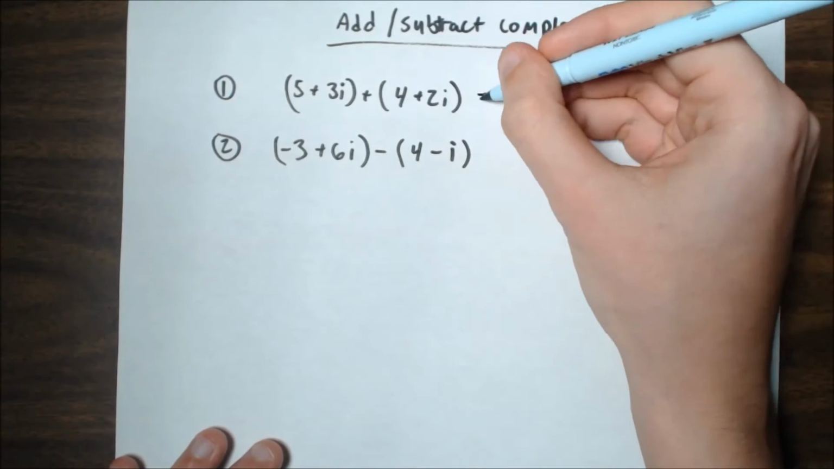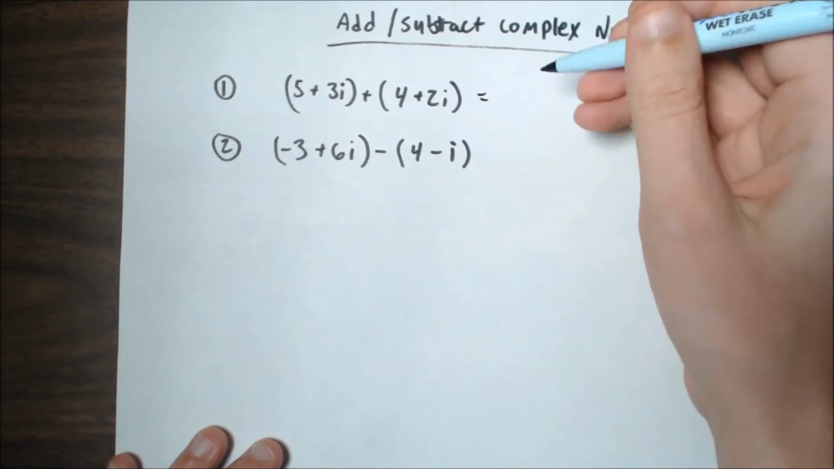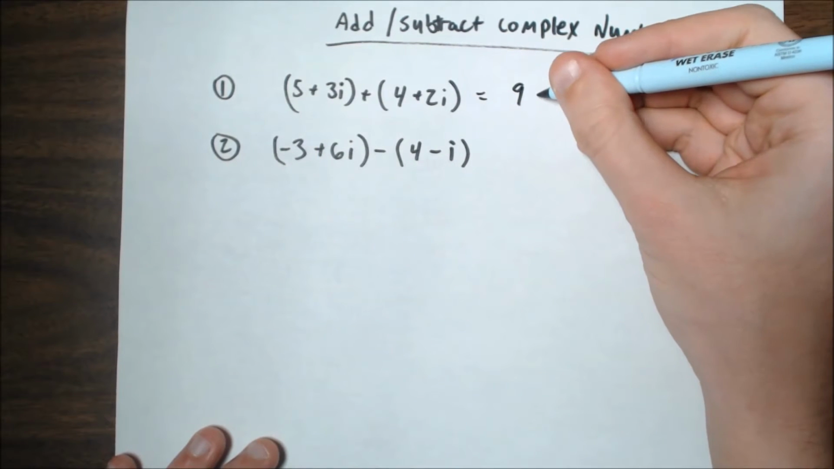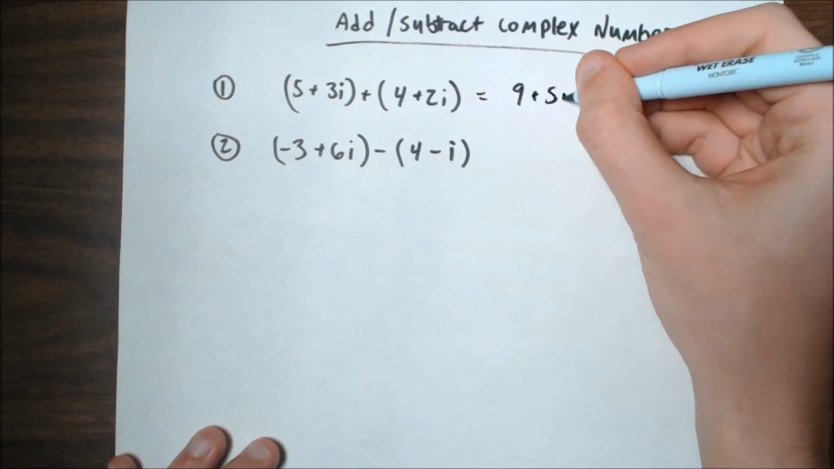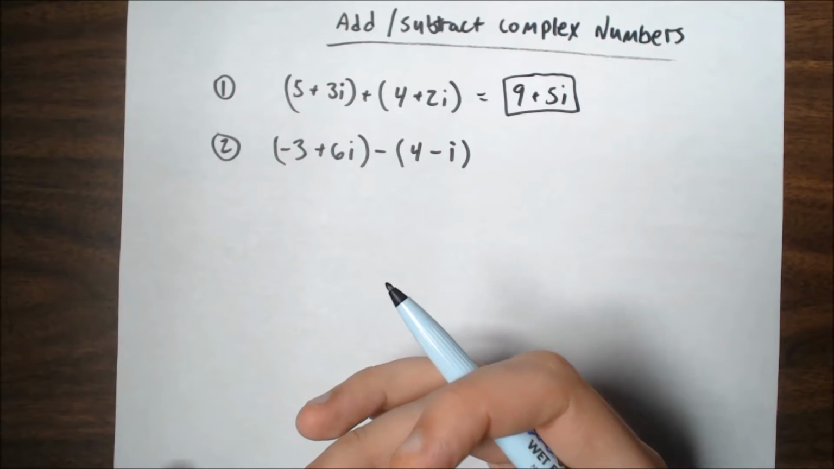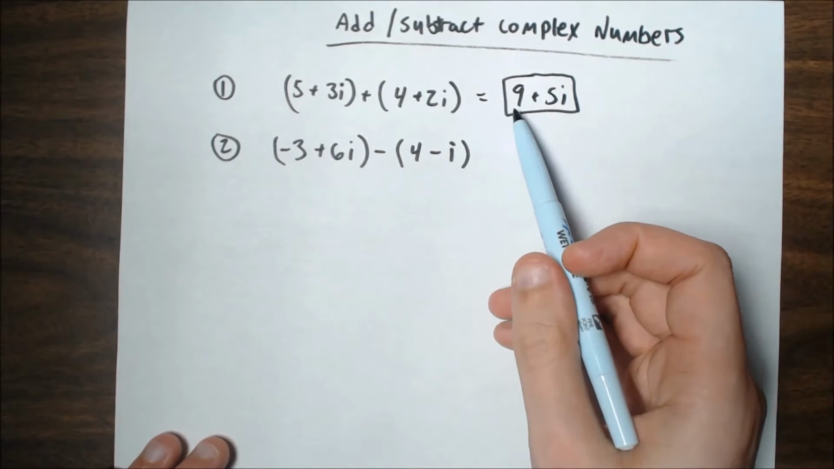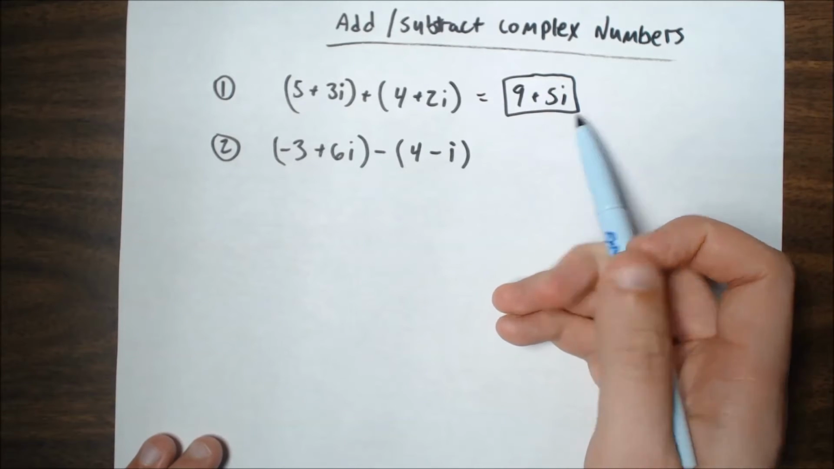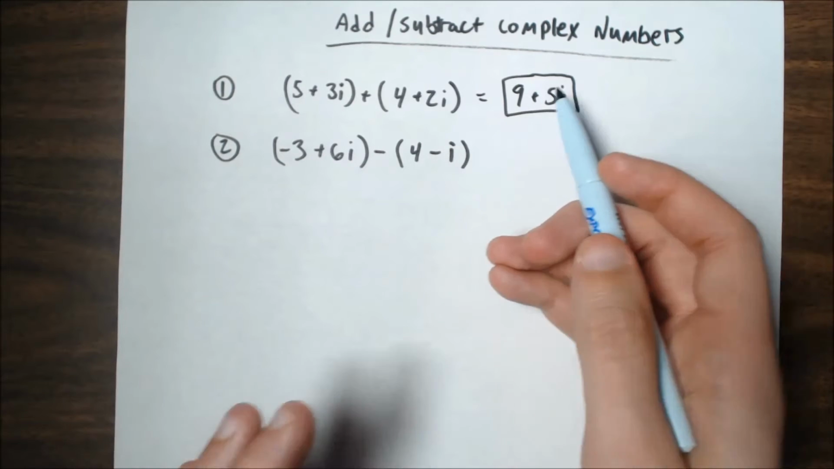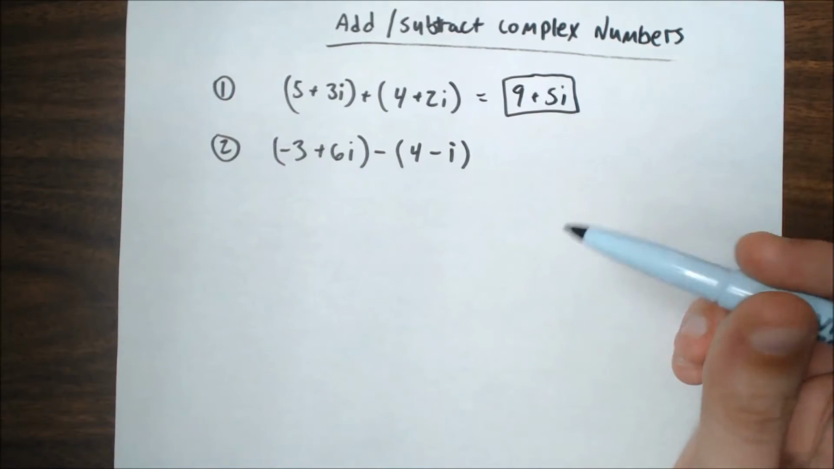So it's very easy. So 5 plus 4 is 9. 3i plus 2i is 5i. And the typical standard form for writing a complex number is that you put the real number first and then the imaginary number. So we want to say whatever that whole number is, 5, 9, whatever, and then over here you want to put the i.